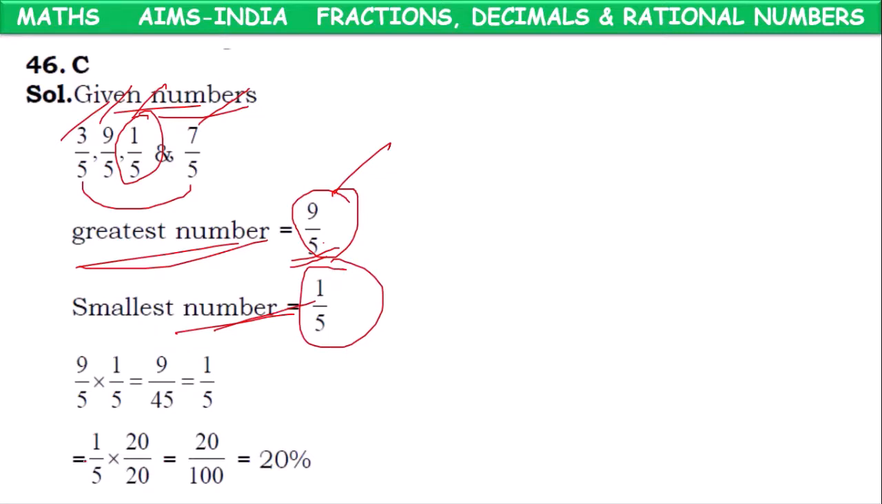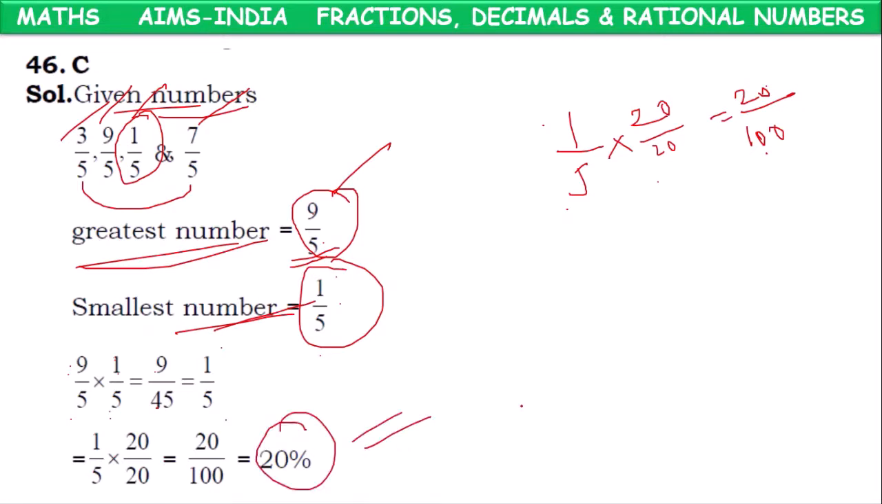So now, the smallest number out of the greatest number. 1 by 5 out of 9 by 5 means 1 by 9. If you want to convert into percentage, let's multiply by 20 by 20 so that it will become 20 by 100. So 1 into 20, 5 into 20, 20 by 100, which is equal to 20%.